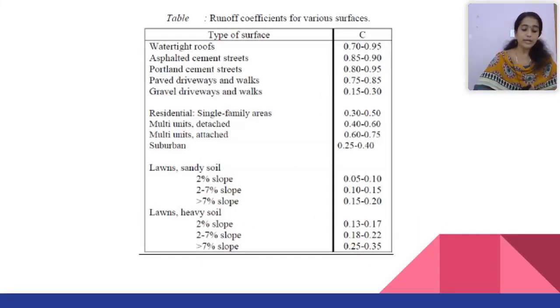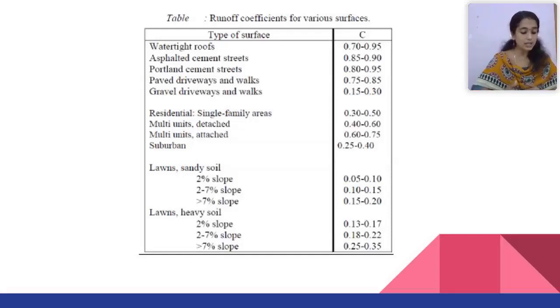This is the table for runoff coefficient for various surfaces. While designing or quantifying the stormwater, we have to consider this table to quantify the stormwater. That is, for watertight roofs, the value of C is in between 0.7 to 0.95, and for asphalted or cement streets, it is 0.85 to 0.9, and Portland cement street, it is 0.8 to 0.95. Paved driveways and walkways, it is 0.75 to 0.85. Gravel driveways and walks, it is 0.15 to 0.3.